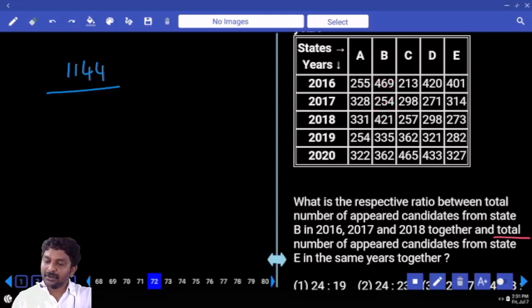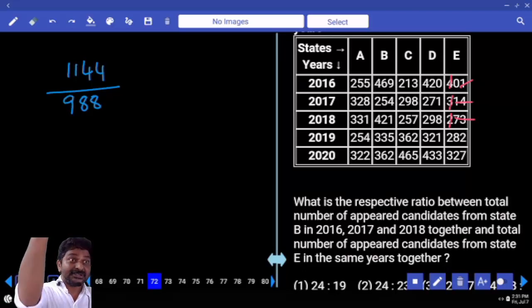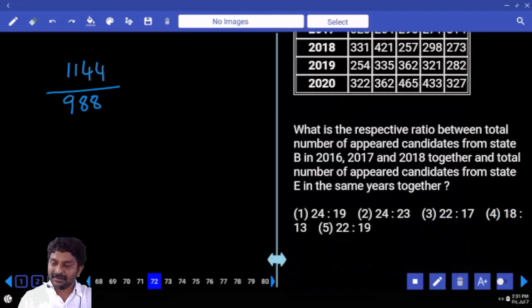Total number of appeared candidates from state E in the same years: 400, 300, 200, 900, remember, 73 plus 14, 87 plus 1, that is 988. Now use the first point. What was the first point that we discussed? Numerator is an 11 multiple, denominator is not an 11 multiple, correct? This is one observation. Now let's apply here.